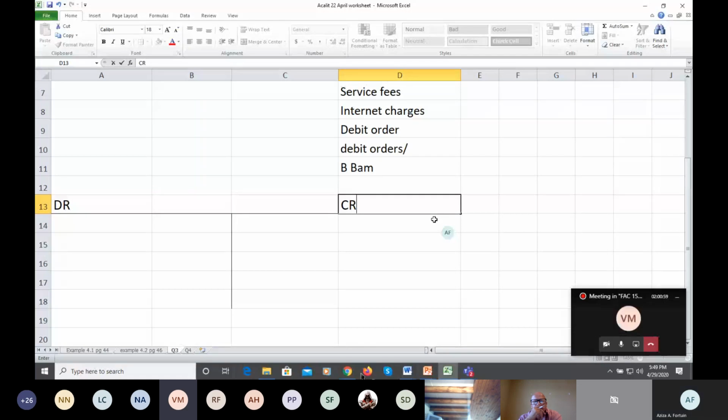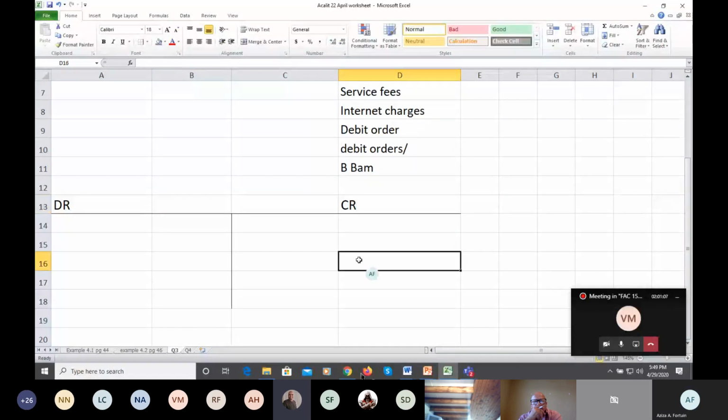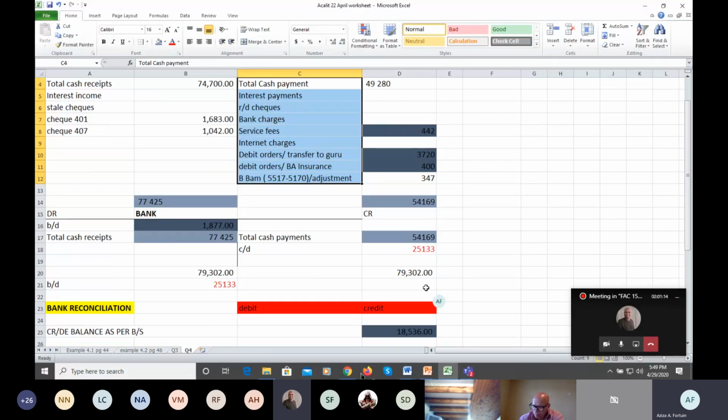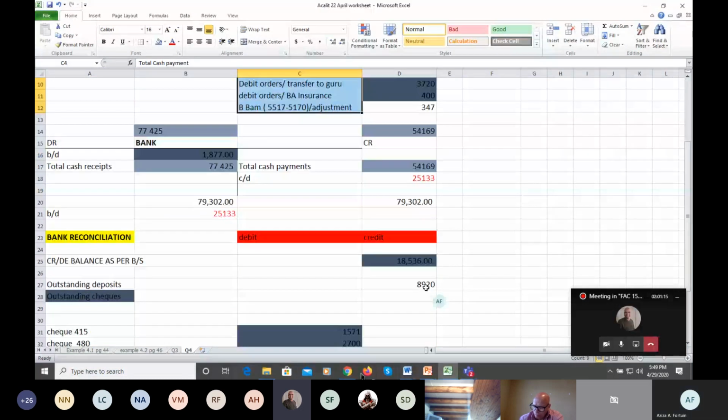Hi, Aziza. Yes. Just a question. That amount of 8,920 Rand in the previous example, why did we put it on the credit side when the money came in? Shouldn't it have been on the debit side? Remember, you were busy with your bank recon. Okay. It's the reverse. You're reconciling.